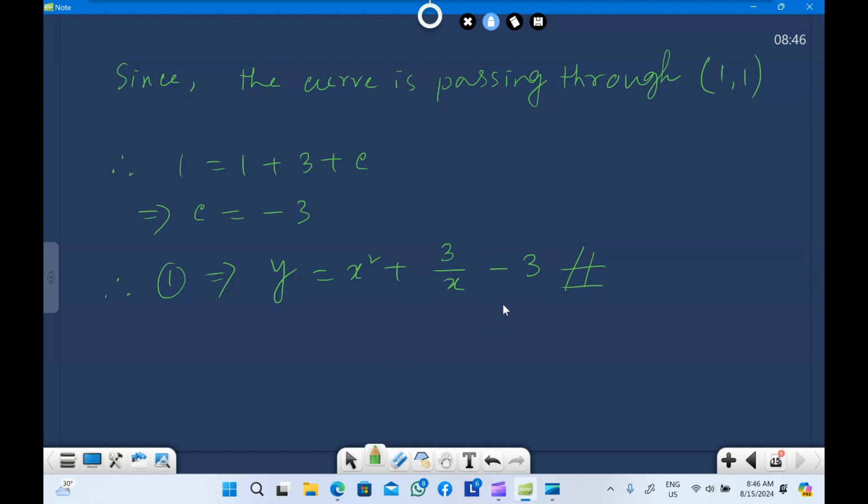This is the curve. So today we finish this video, as well as the end of this topic, and in the next topic we will discuss the methods of integration, and we will discuss the method of integration by substitution. That is a very important chapter.